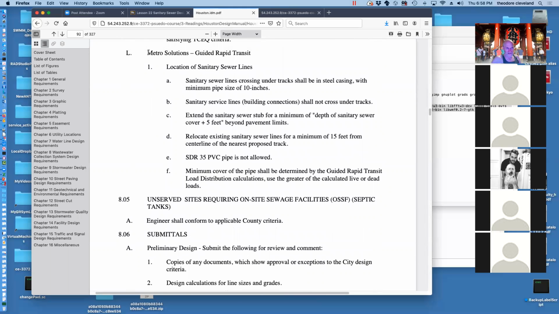And in the case, Houston happens to have guided rapid transit, which is a fancy name for choo-choo train. If the sanitary lines are crossing under the choo-choo train tracks, they have to be steel cased with a minimum diameter of 10 inches. And so to cross the railroad tracks, because railroads are kind of difficult to take out of the way if you have to repair the sewers, you're basically building that portion of the sewer bomb-proof. They're quite over-designed in those locations so as to reduce or eliminate the need to ever go back at them again.